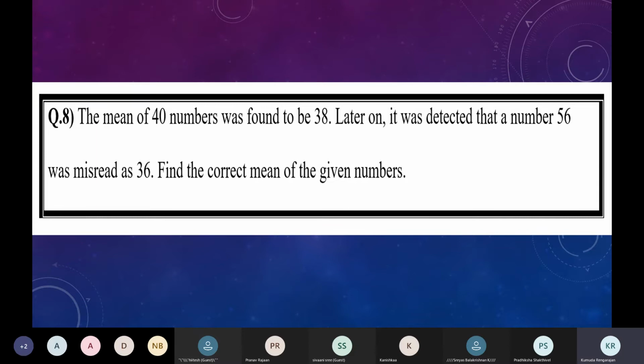Hitesh, no, sorry. Come again. Ma'am, we should subtract 36 and 56, ma'am. We'll get 20 as the difference, ma'am. We should add it to 1520, we'll get 1540, ma'am.